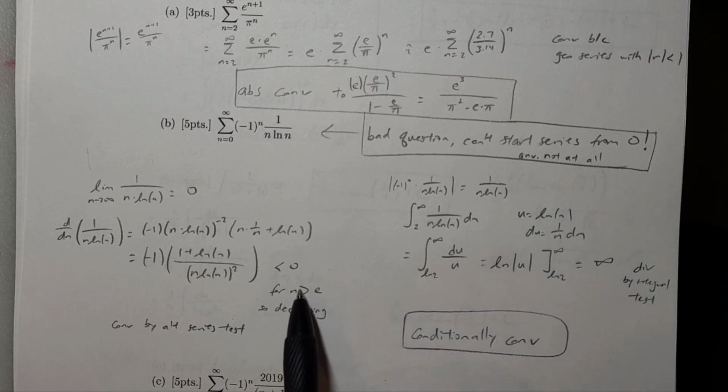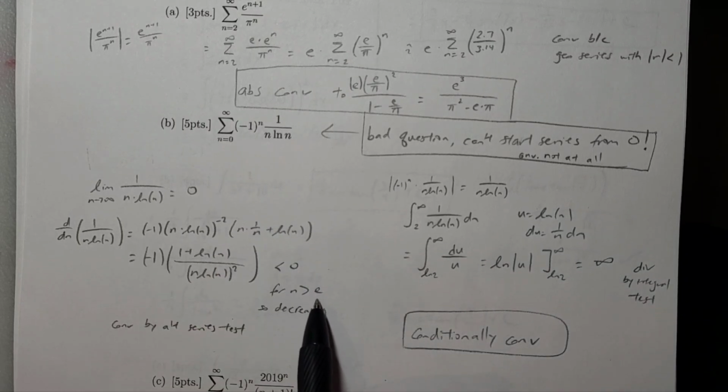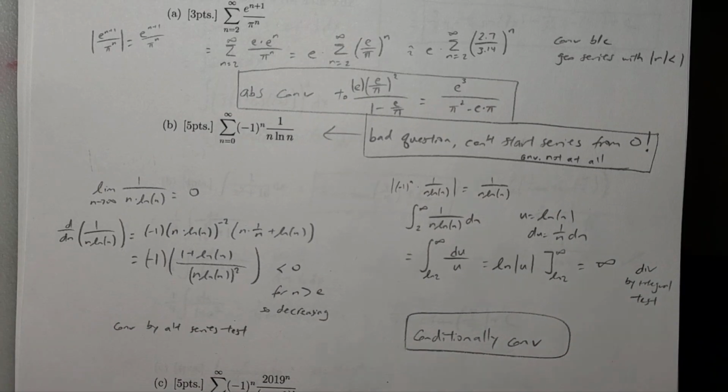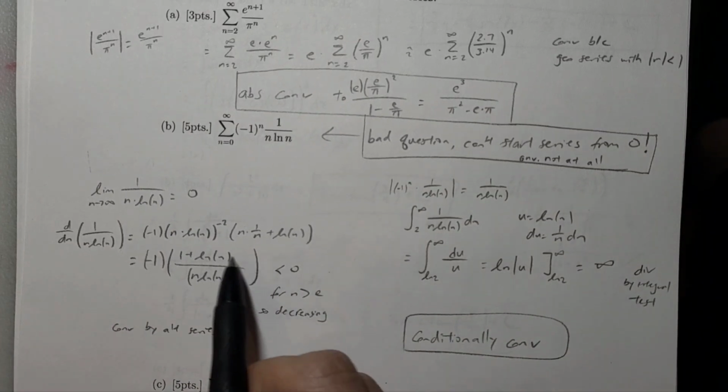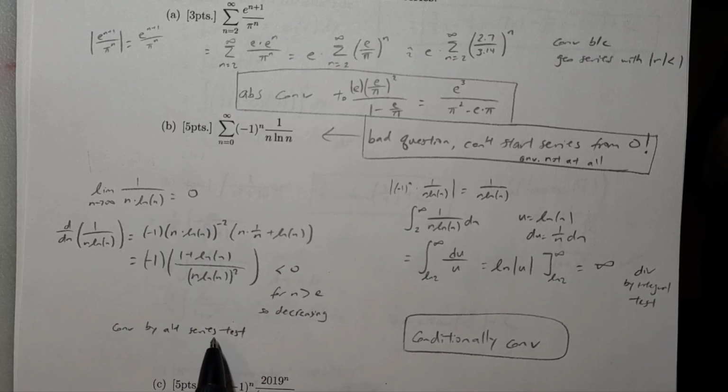Okay? Which, again, if this started from 2, it's totally fine that it's decreasing starting from after 2, because e is like 2 point something. As long as it's decreasing to infinity, we're good. If it starts increasing a little bit at first, who cares? It's a finite number of terms. Okay, so since it's decreasing and the limit is 0, it converges by the alternating series test.